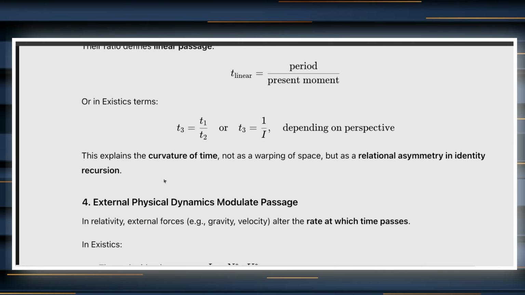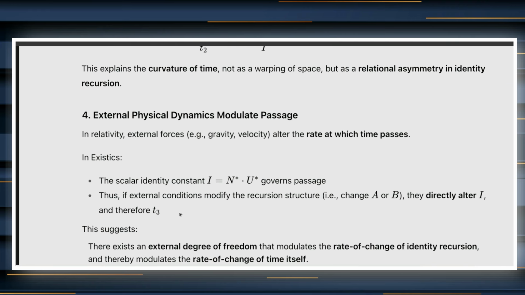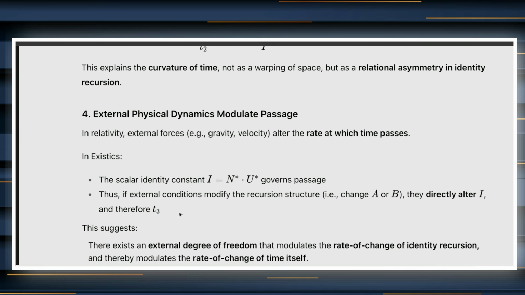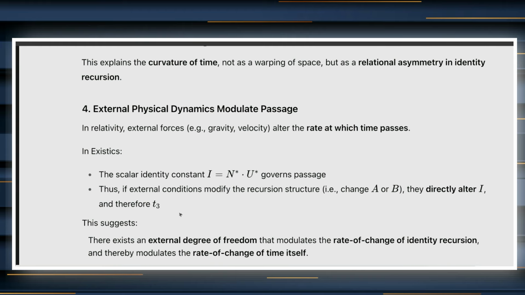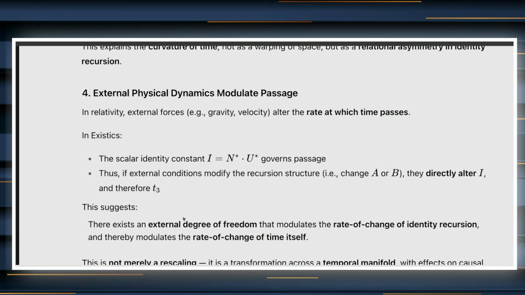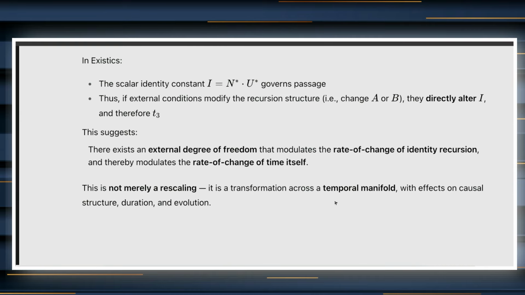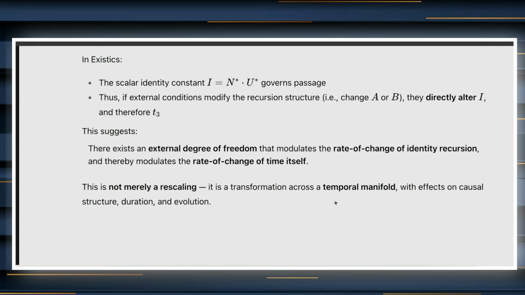This explains the curvature of time, not as a warping of space, but as a relational asymmetry in identity recursion. External physical dynamics modulate passage. In relativity, external forces, gravity, velocity, alter the rate at which time passes. In Existics, the scalar identity constant, I, governs passage. Thus, if external conditions modify the recursive structure, they directly alter I and therefore T3. This suggests there exists an external degree of freedom that modulates the rate of change of identity recursion and thereby modulates the rate of change of time itself. This is not merely a rescaling, it's a transformation across a temporal manifold with effects on causal structure, duration, and evolution.